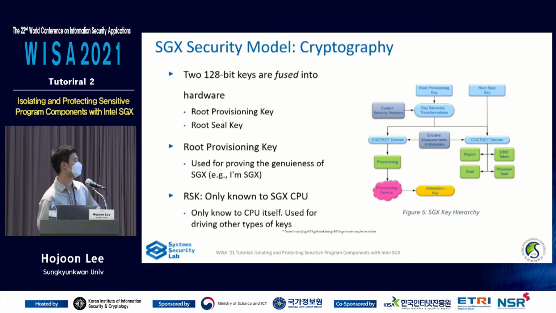The provisioning key is known to Intel, so that Intel can operate as the CA. If you take a signature from the provisioning key and take it to Intel, Intel will tell you that it is one of our SGX CPUs. But in the case of the root seal key, it's more general purpose. You can derive keys from the RSK, and then you can use them for other purposes.